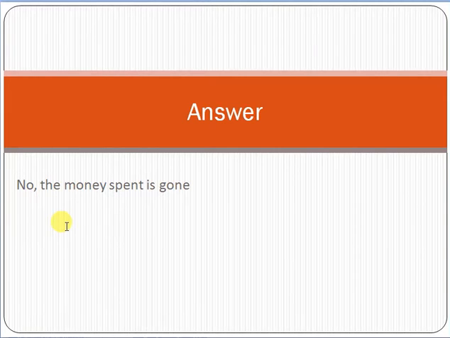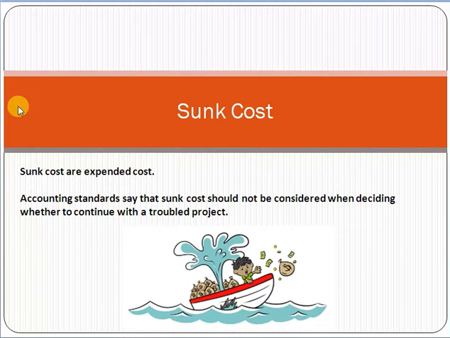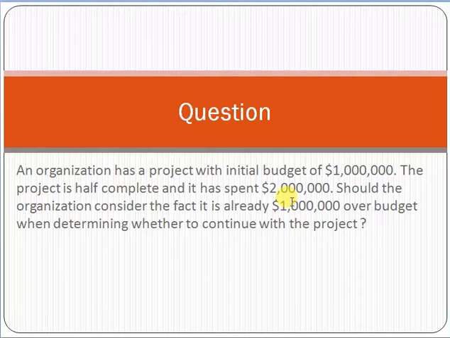So the answer is no, because the money spent is gone. Why? Because from the initial slide I have shown you that the accounting standard says that sunk cost should not be considered when deciding whether to continue with a troubled project or not. So remember, whenever you see these types of questions, the sunk cost is a cost which is expended on a project and it cannot be recovered. It is not the criterion to decide whether to continue a project or not, because it is the cost which is expended.